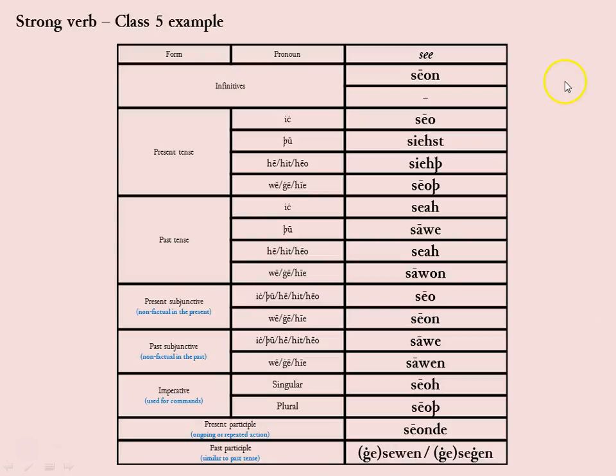Right, so a strong verb, class 5. Common word, see. Its infinitive in Old English would be seon. Seo, siehst, sieth, seoth, seah, sawe, sawon, seo, seon, sawe, sawen, seoh, seoth, seonde, gesewen.